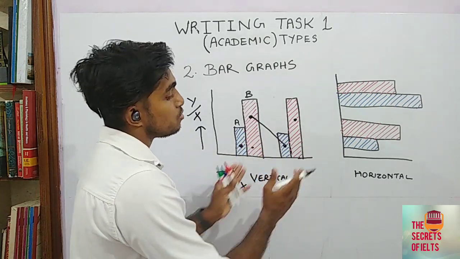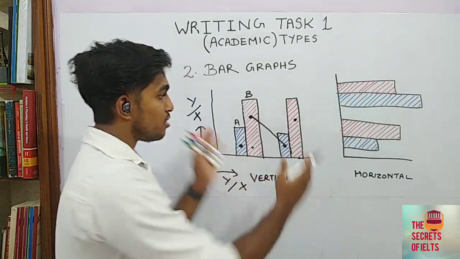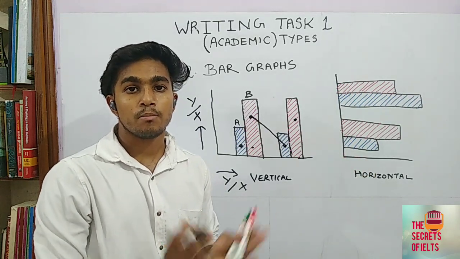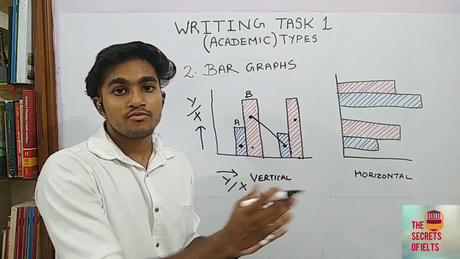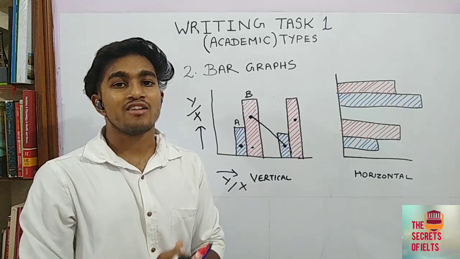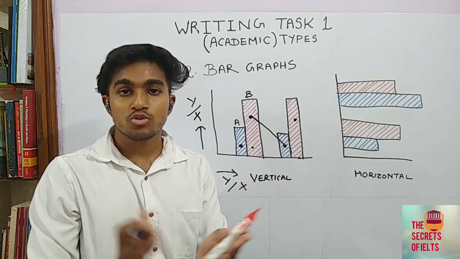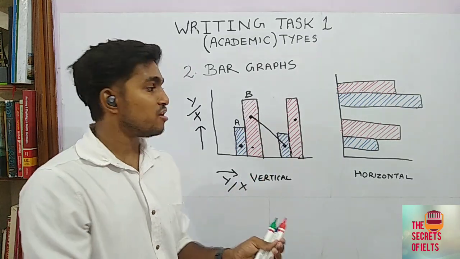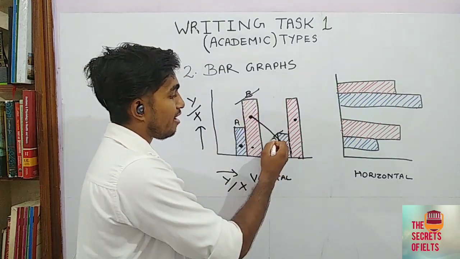Similarly, the same thing goes for the horizontal one. The only difference is the orientation. Just tilt the graph like this and it becomes a horizontal bar graph. So this is how a bar graph question looks. You have to write at least 150 words, and at the end you have to give a conclusion, which should give a clear-cut idea of what is happening in the graph, together with the highest and the lowest points.